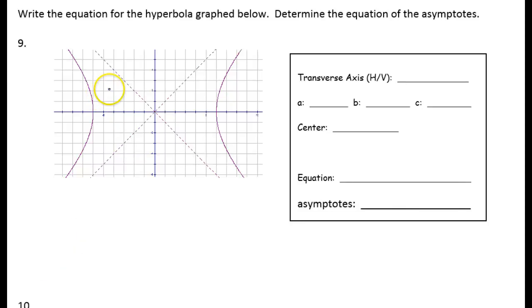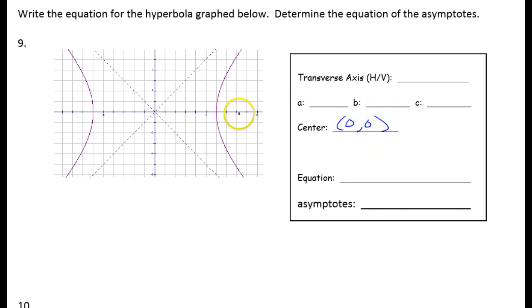In this video, I will show you how to write the equation of a hyperbola whose graph is given to you, and we'll find all this information as well. So the first thing you should write down is the center of the hyperbola. This problem is going to be extra easy because the center is just 0, 0.